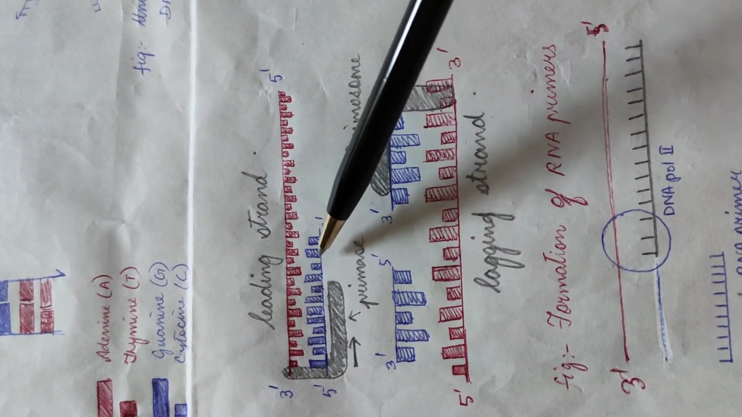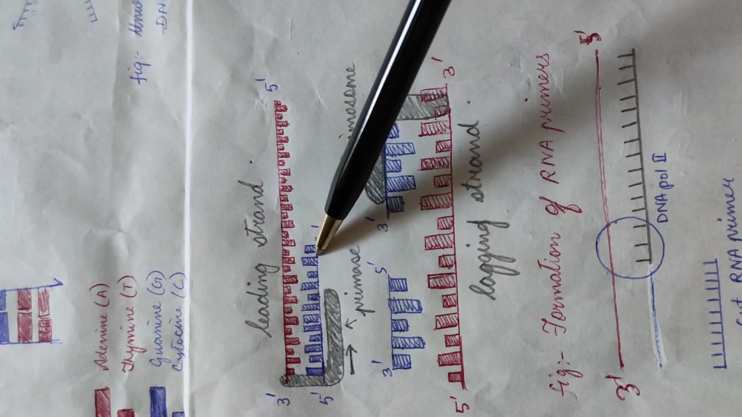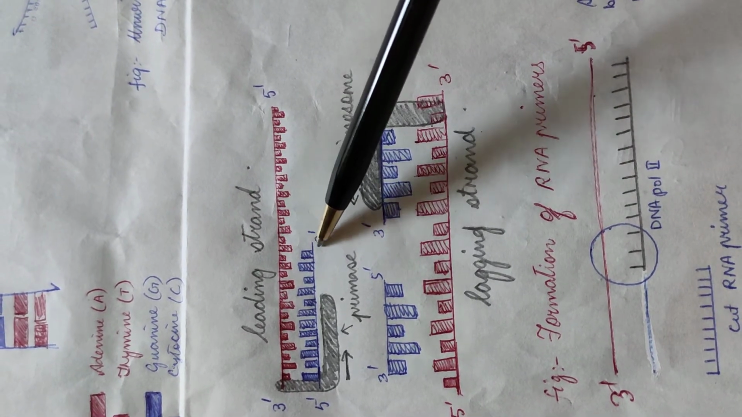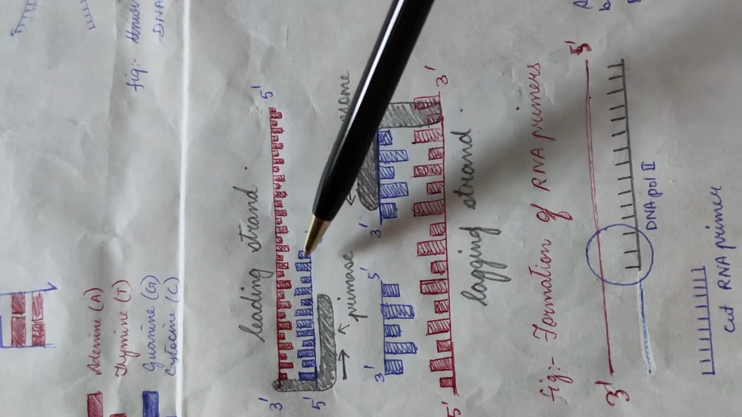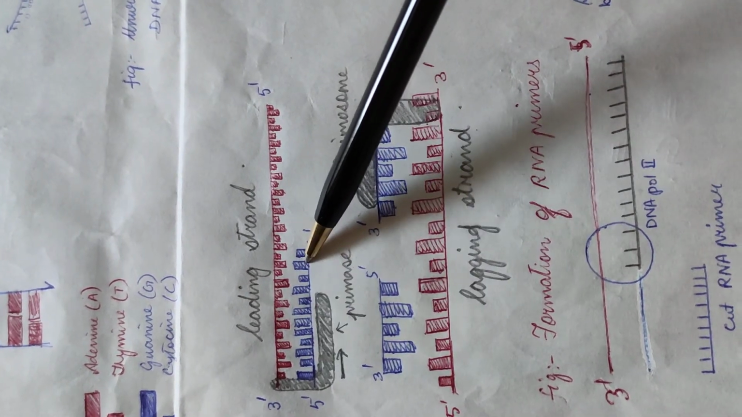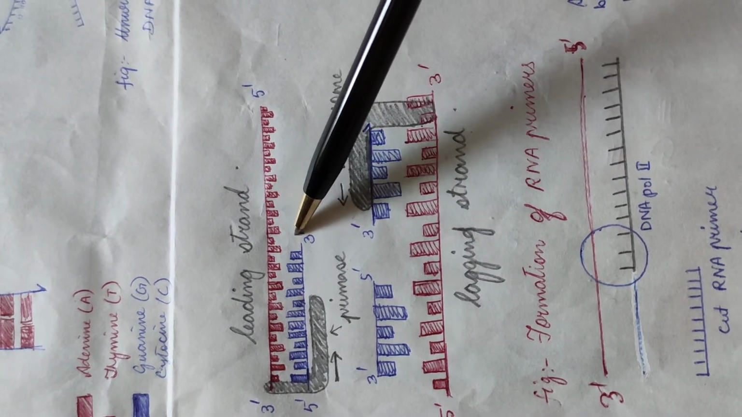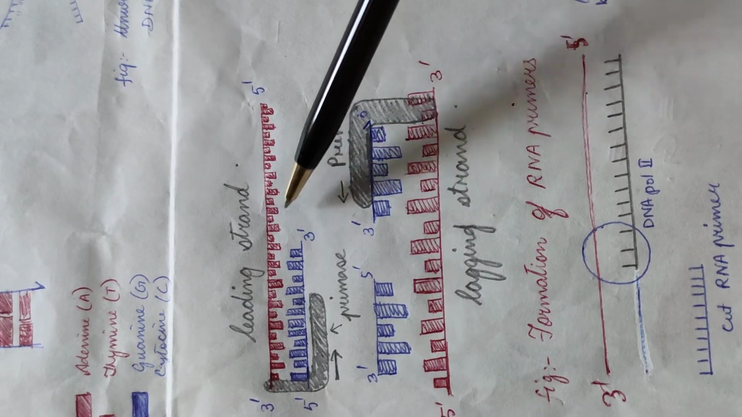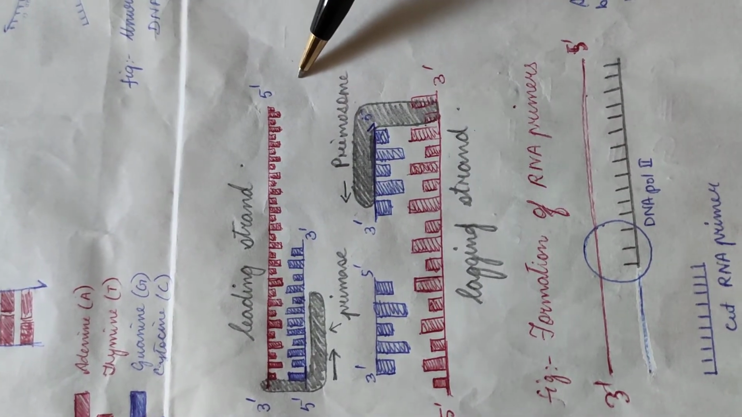They are known as RNA primers. Why are these RNA primers required? Because the next enzyme, the main enzyme which helps in the formation of the DNA strand, requires an existing polynucleotide strand for its function. Otherwise, it won't be able to lay down the nucleotides.